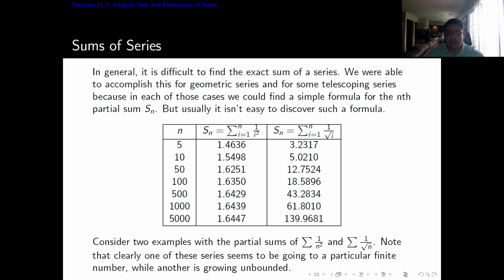On the other hand, if I consider the series 1 over square root of n, notice that this is growing and unbounded. It goes 3.23, 5.12, 18.43, 61.139. If you continue giving values, you're likely going to realize that this is growing and unbounded, the limit of the partial sum is going to go to infinity, and the series is going to be divergent. So I have an example here of convergent and divergent partial sums.